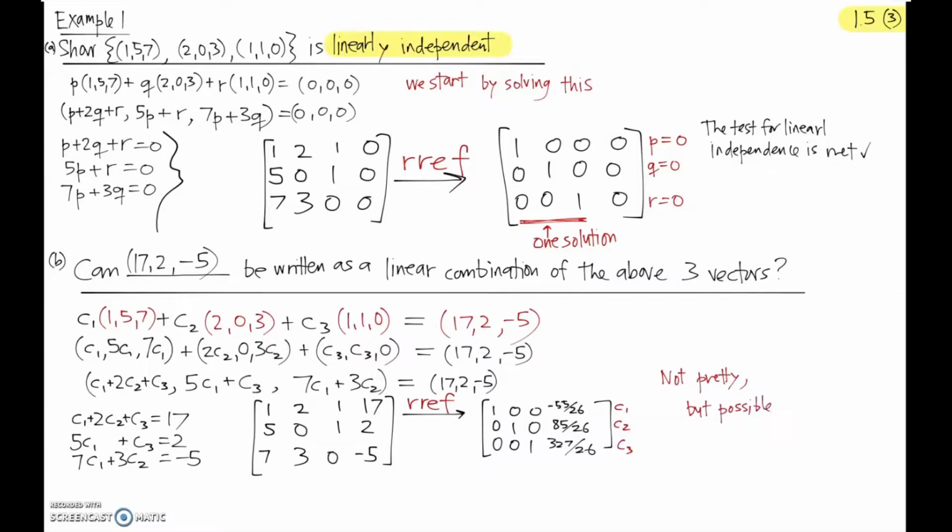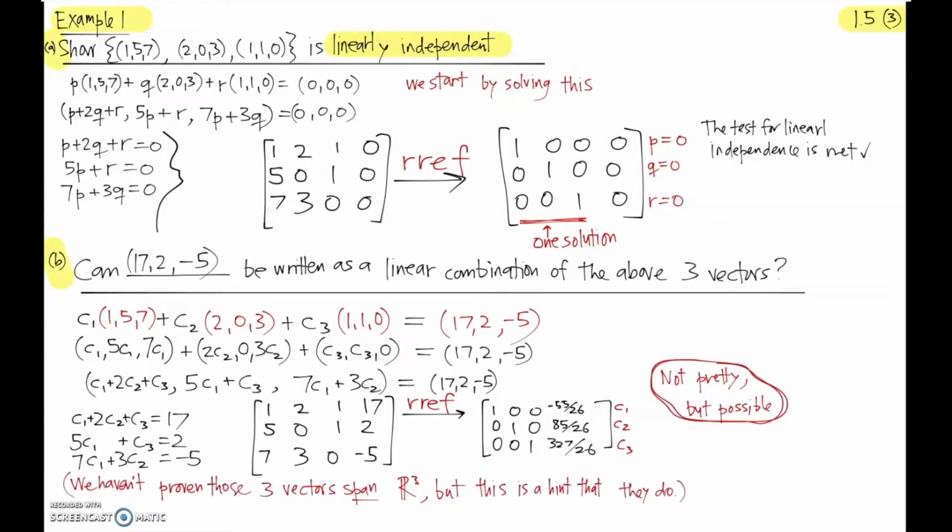And so this little exercise is part B. We haven't proven it, but any vector in R3 can be made from the three vectors. They do span R3. This is just a taste of it. It's not a proof at all. It's just one example of a taste of the span.